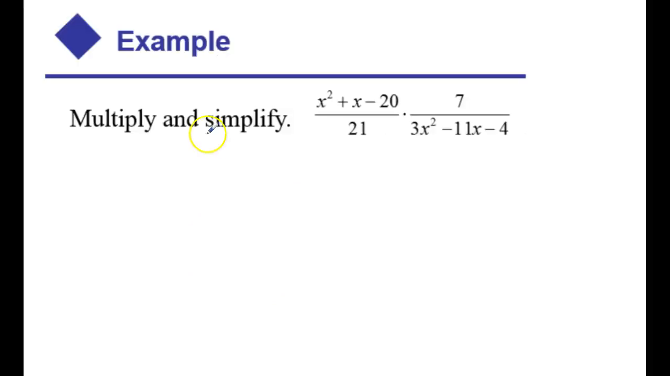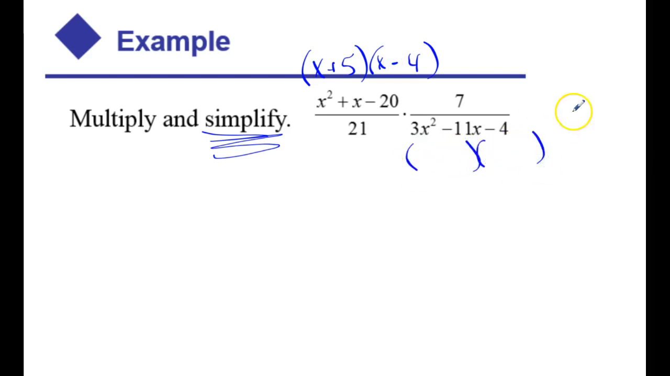Again, in order to simplify, we can't start canceling until we factor. So factors of 20 that differ by 1 are 5 and 4. Signs are different. The larger term is positive. And down here, a little bit harder to factor. I need to find factors of 3 and 4 because the leading coefficient is not a 1.